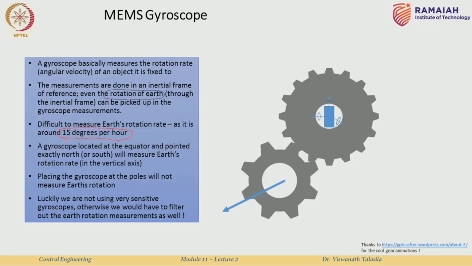And what is 15 degrees per hour? Well, let us see. So, that is 15 degrees every 3600 seconds, right. So, what is the rotation rate for every second? Well, it is 15 divided by 3600, that is approximately 0.004 degrees per second. So, this is the rotation rate of Earth.